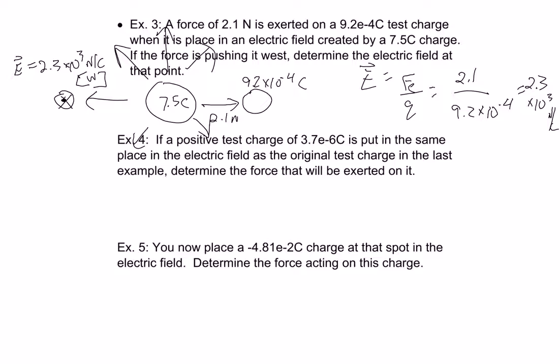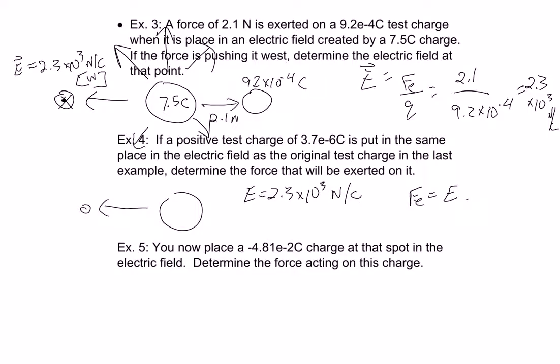So example 4, we have the exact same sort of thing, except it says we have a smaller test charge. So instead of it being 9.2 to the negative 4, we now have a charge that's 3.7 to the negative 6. Okay, so it's saying basically the exact same thing. We have our test charge over here now, but it's a smaller test charge. So the question then is, what's the force acting on it? So I already know that in that location, our electric field was 2.3 to the 3. So now in this case, we're just looking for force.